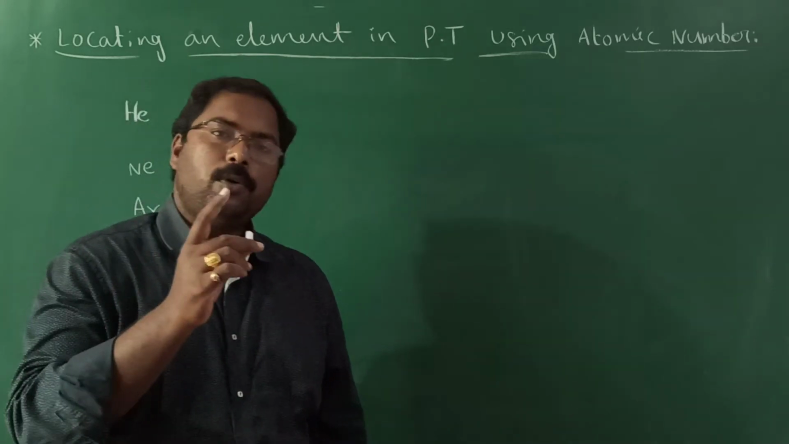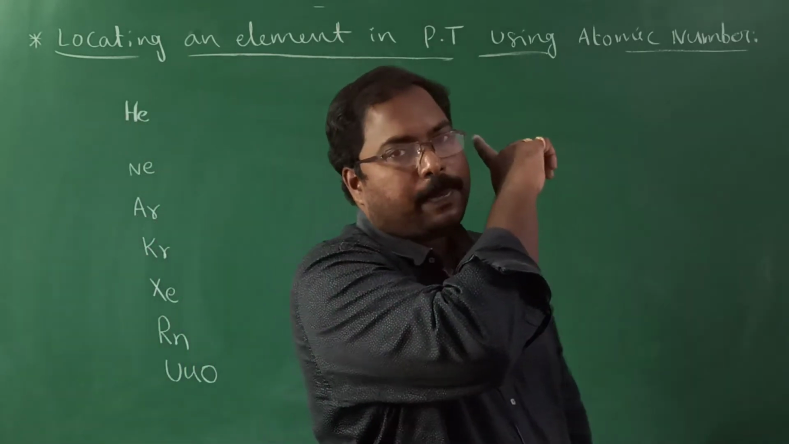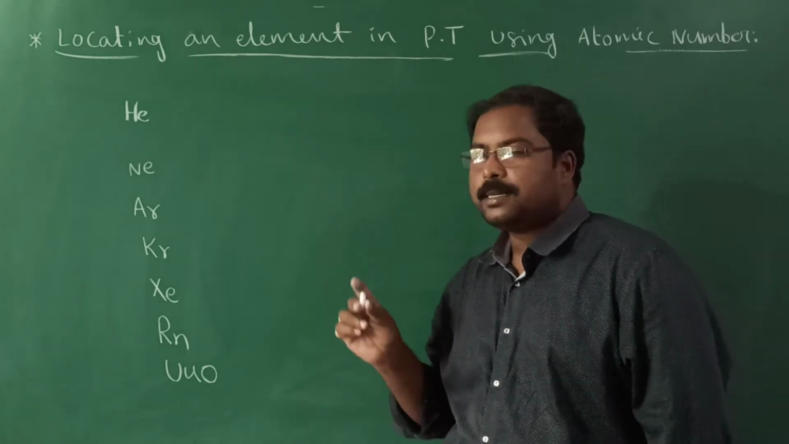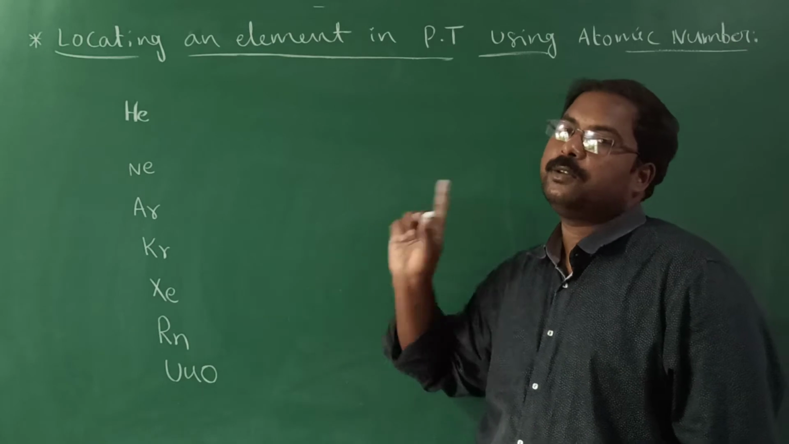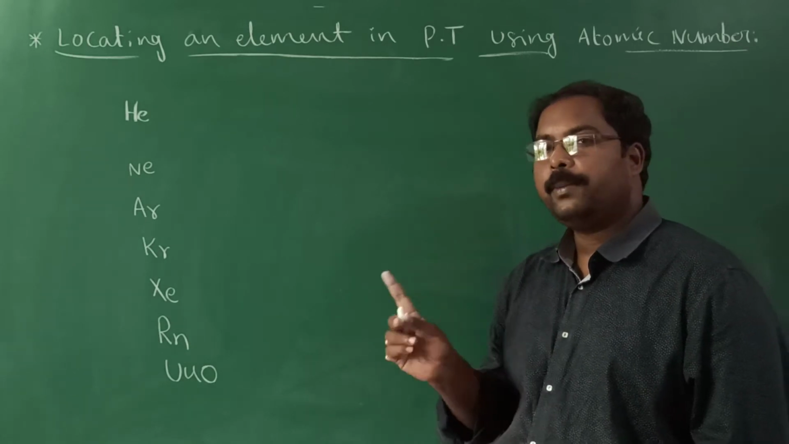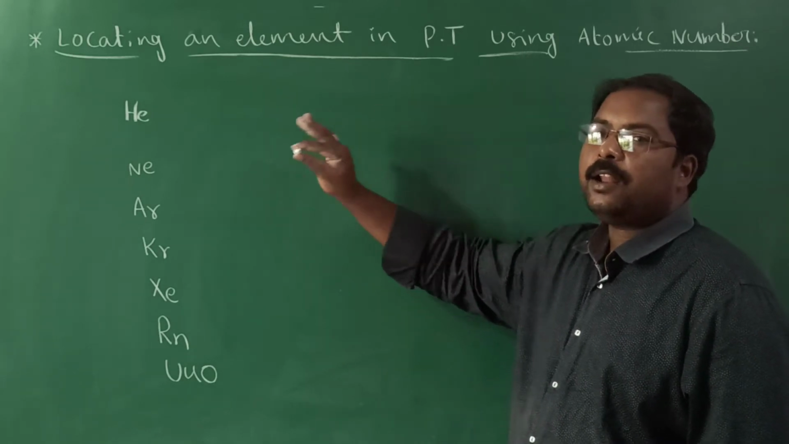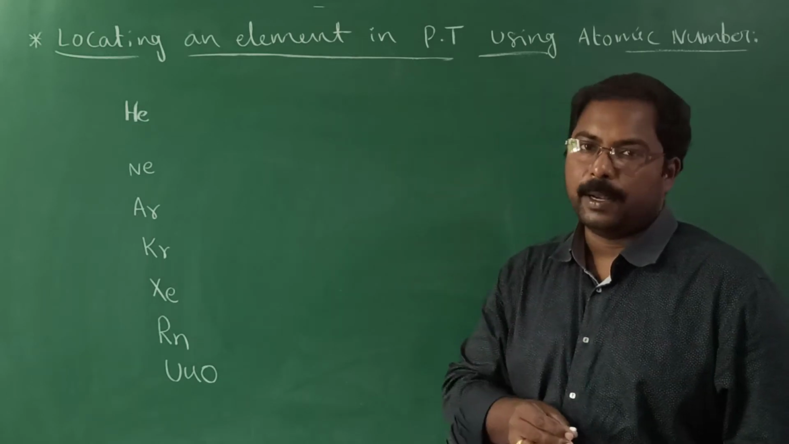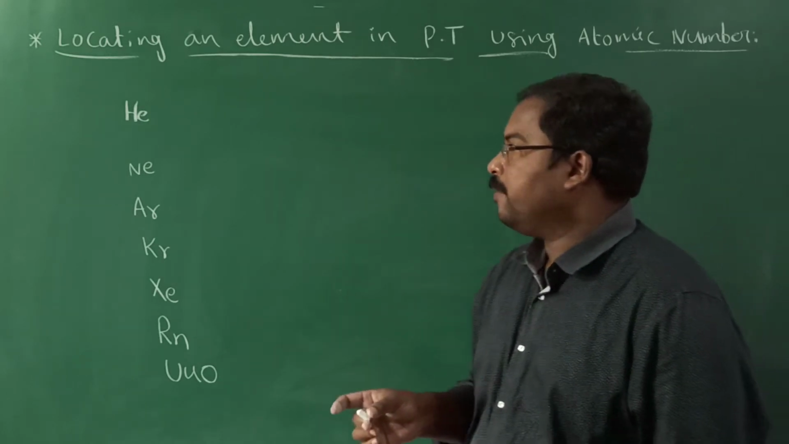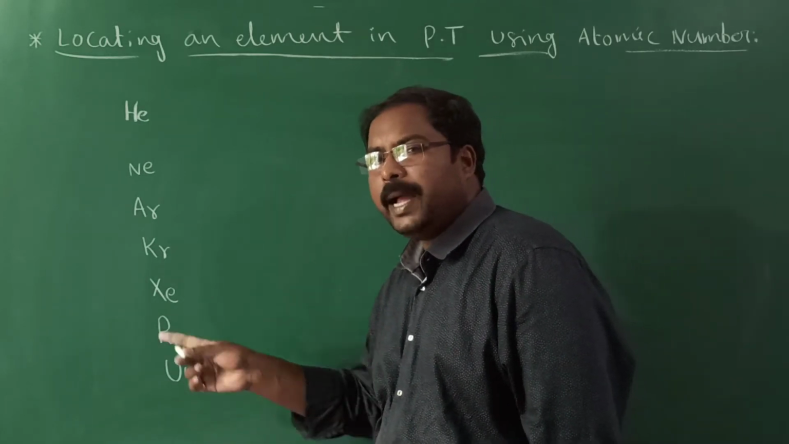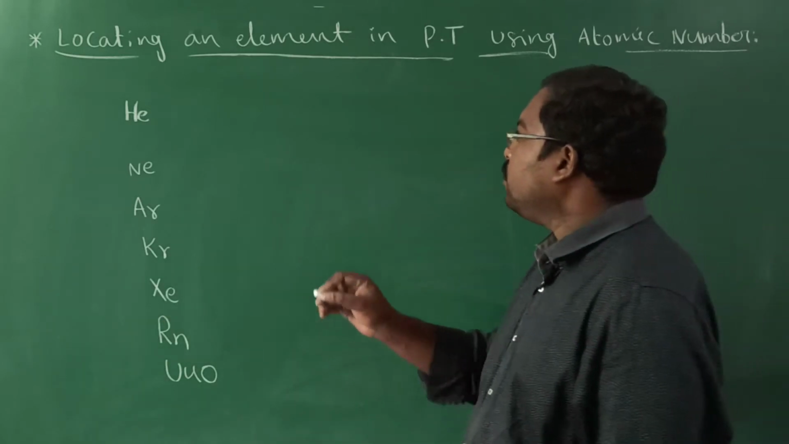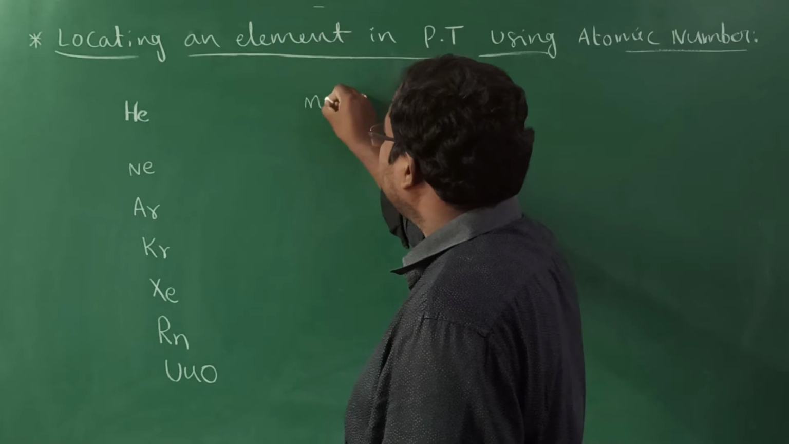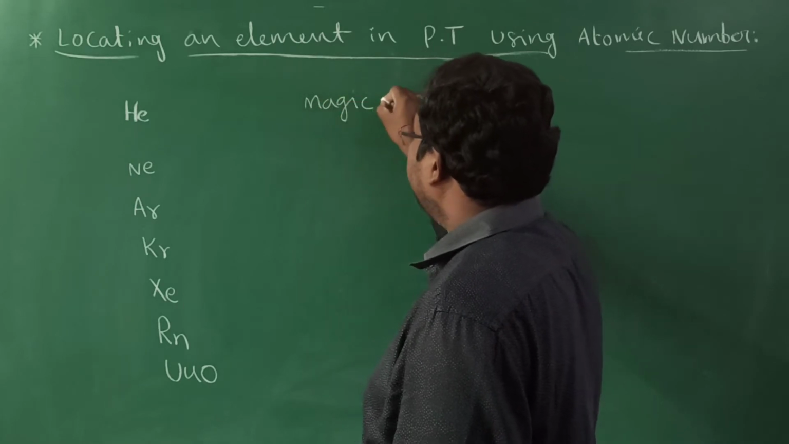Now, I told you to find this in a simple manner. First, you have to remember the atomic numbers of these elements at least. If you remember, then I will tell you in a simple way how to find the rest in a shortcut manner. There is no need to learn these numbers by heart, because we know about magic numbers.